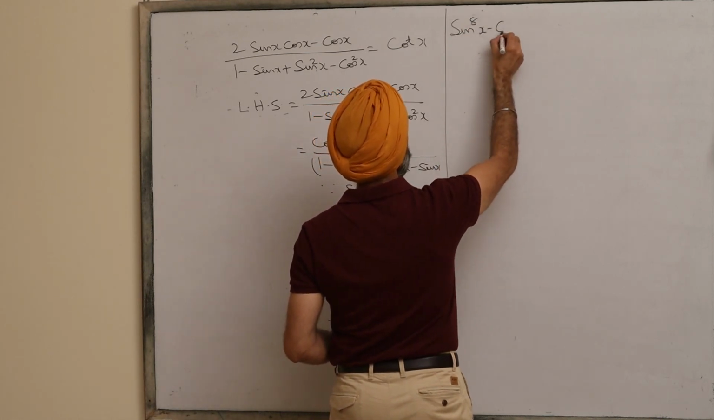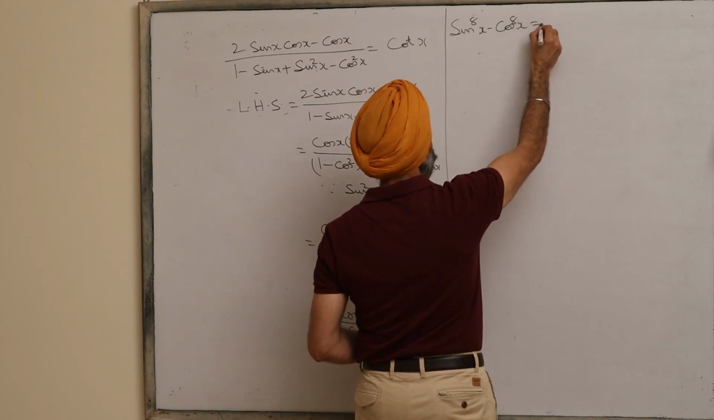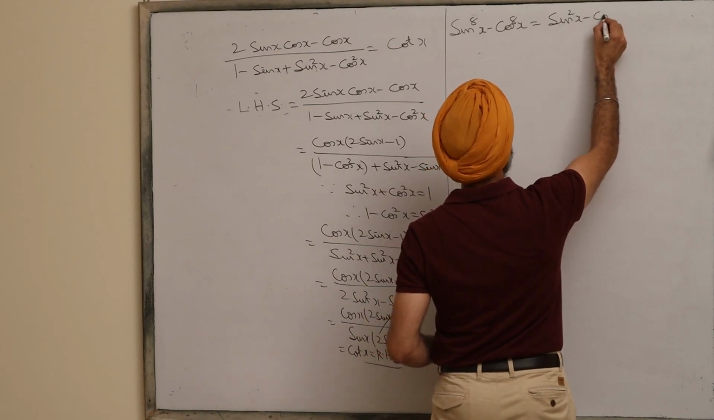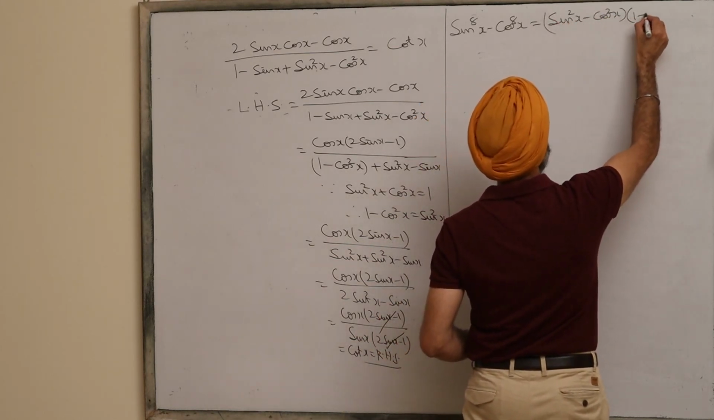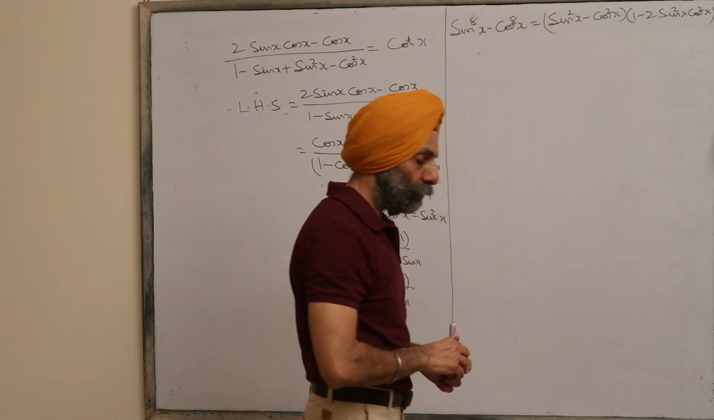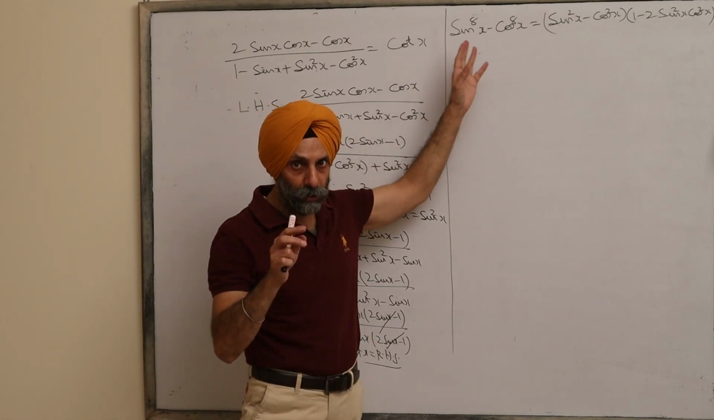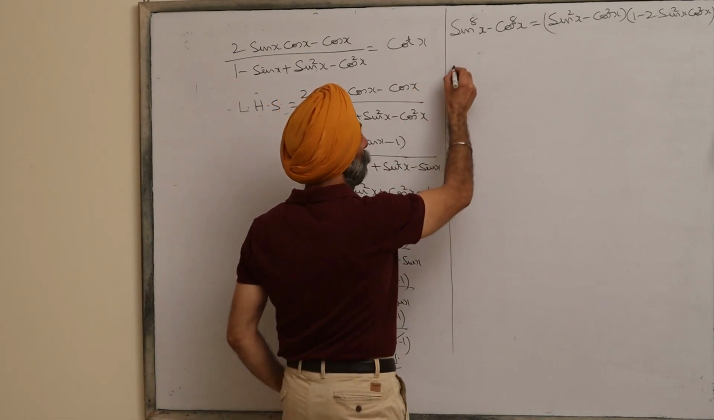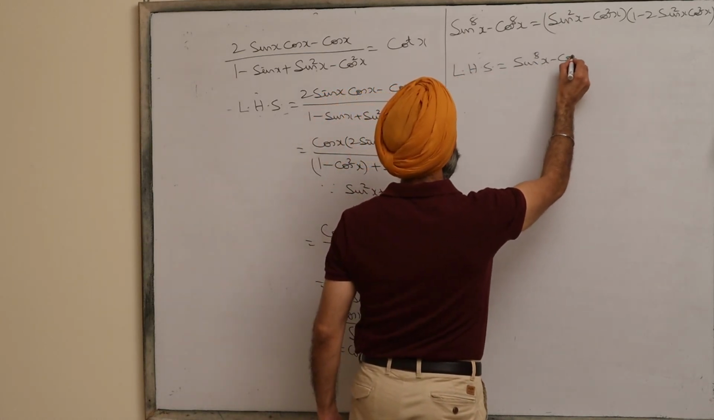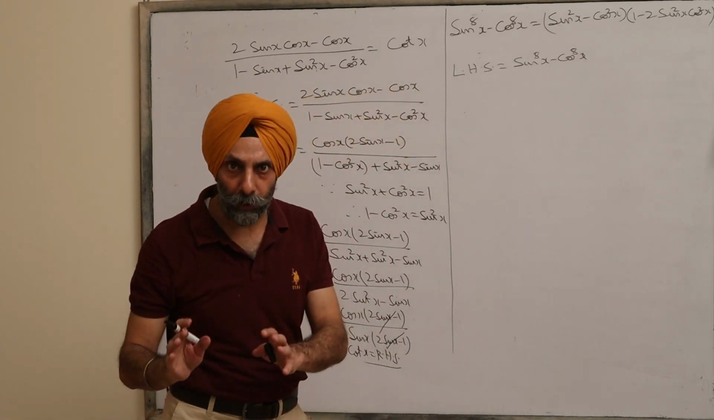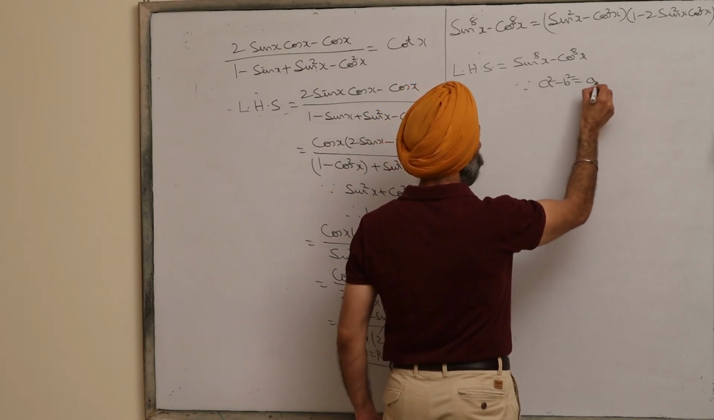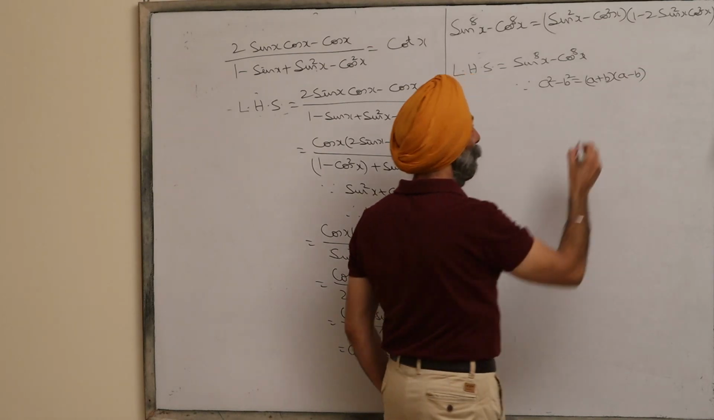what we have to prove here is sin 8x minus cos 8x is equal to sin square x minus cos square x into 1 minus 2 times sin square x into cos square x. Once again, to start with your left hand side, which is your sin 8x minus cos 8x. Can we factorize this? Yes. How? Because a square minus b square is a plus b into a minus b.